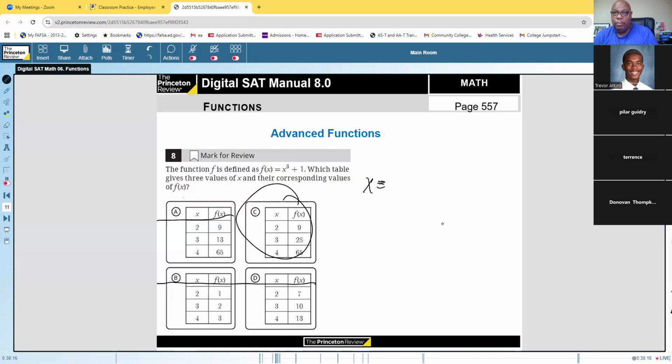Every time you plug in something, look for something to eliminate. Plug in, eliminate. Plug in, eliminate. That's how you're going to get through this. This is supposed to be number 8. That's how hard it's supposed to be. But when you use technique, look how easy it was. Any questions on that problem?